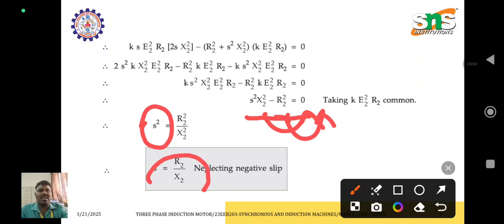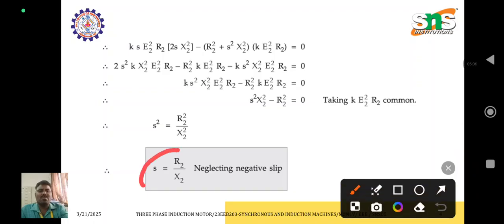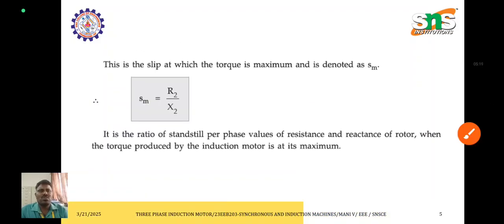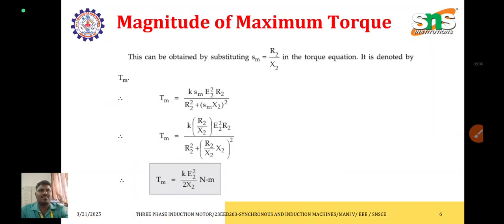Here the slip depends on the rotor resistance and rotor reactance. It is the ratio between the rotor resistance and rotor reactance. So the slip at which the maximum torque occurs is R2 by X2, the ratio under standstill conditions. So Sm is equal to R2 by X2.